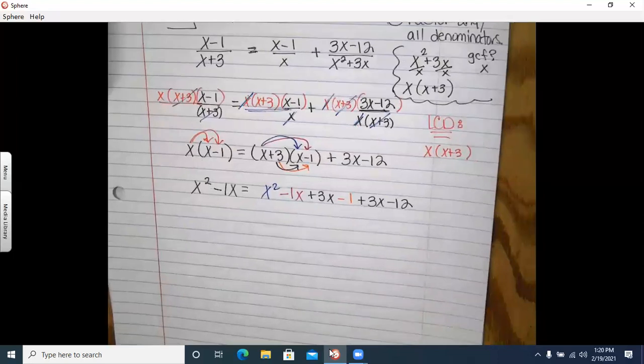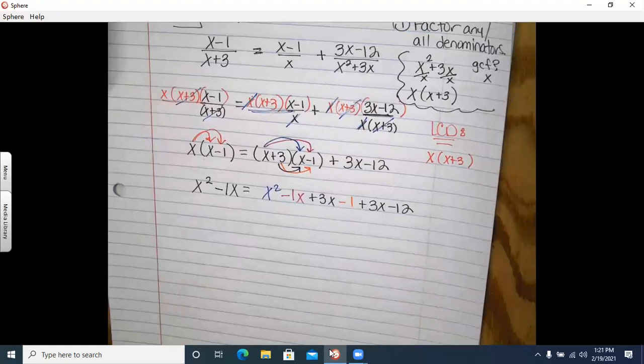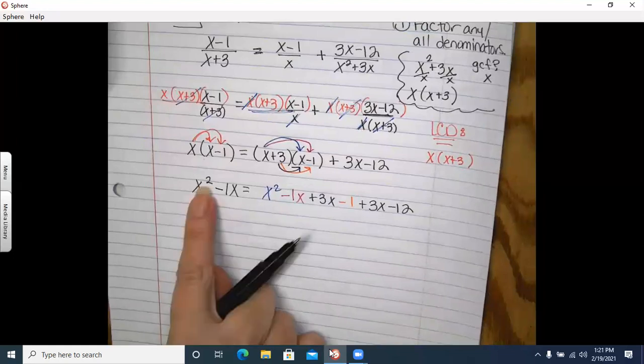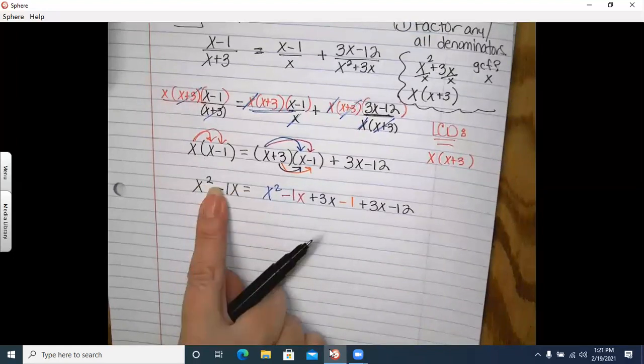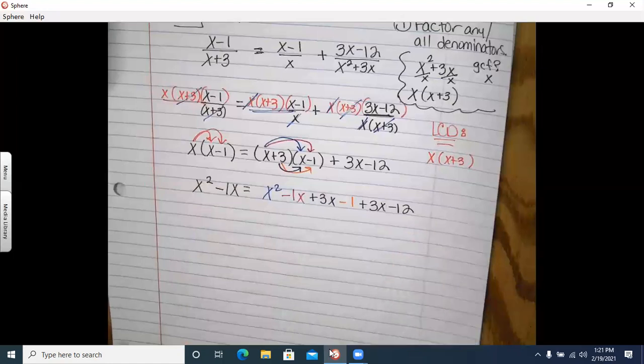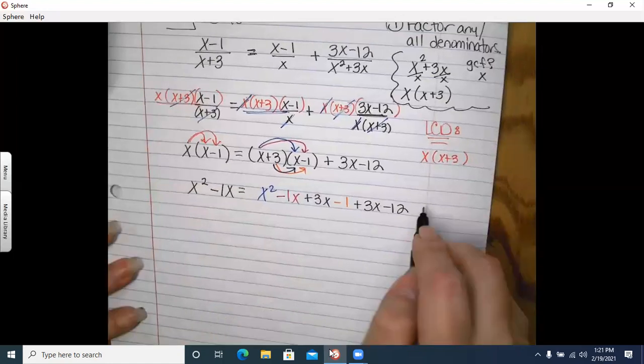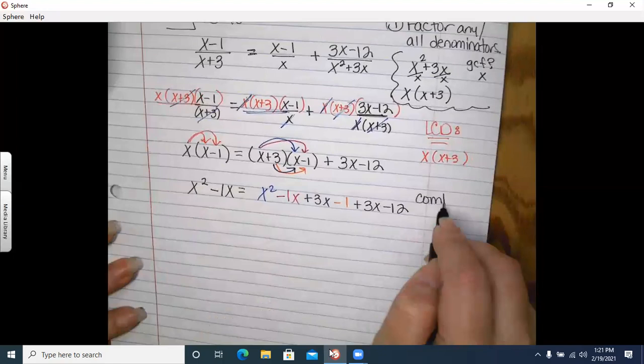Now, before I can go moving stuff over to the left and to the right of the equal sign, if there's any like terms on the left side, combine them. If there's any like terms on the right side, combine them. On my left side, do I have any like terms? No, because this is squared and this is to the first power, right? So those aren't like terms. Do I on the right side? Yeah. So we need to combine like terms before we go moving things from one side to the other.